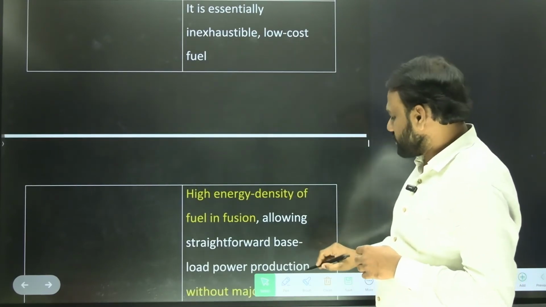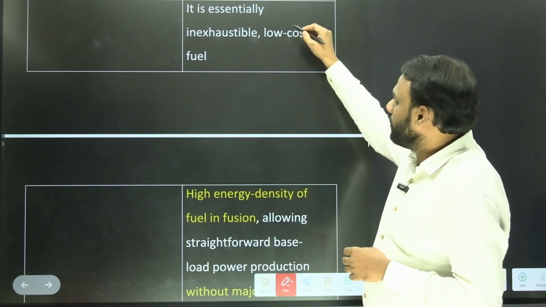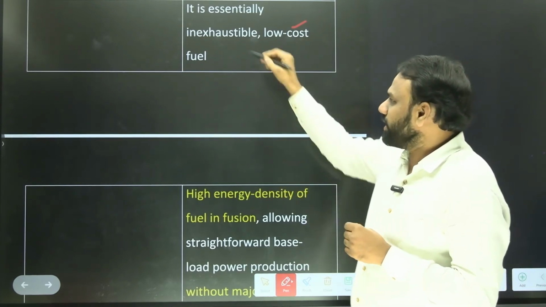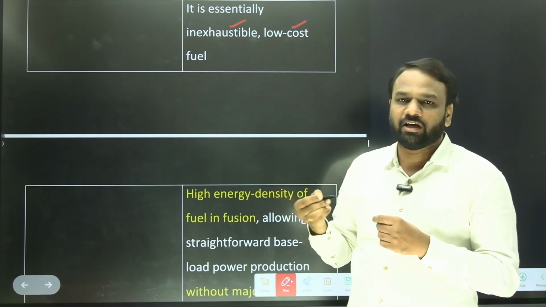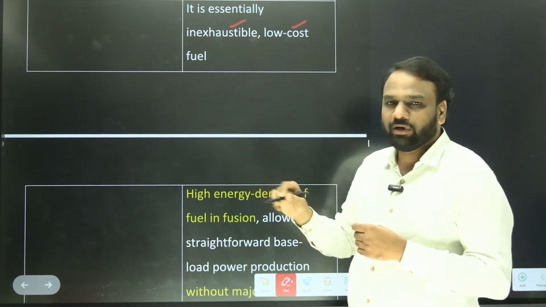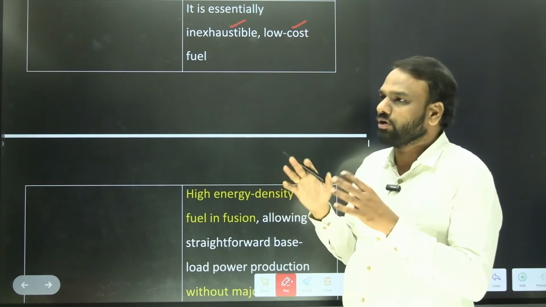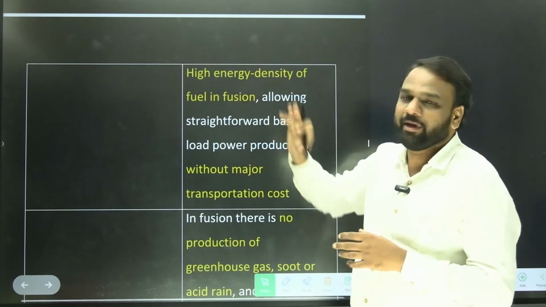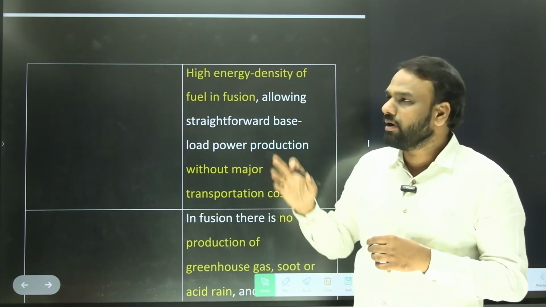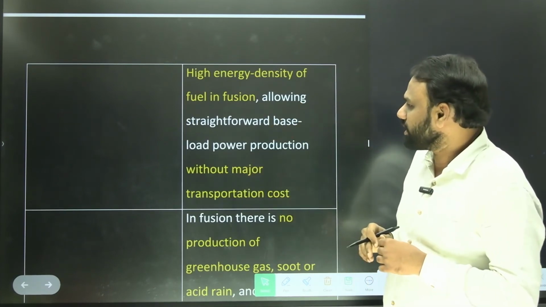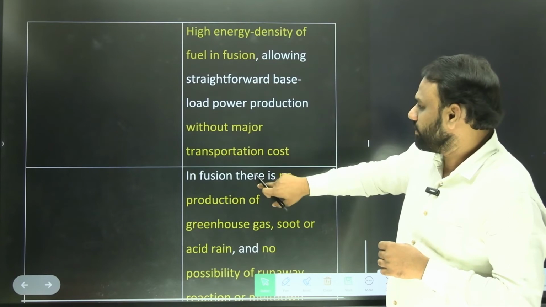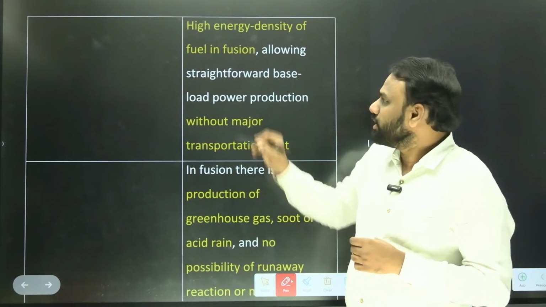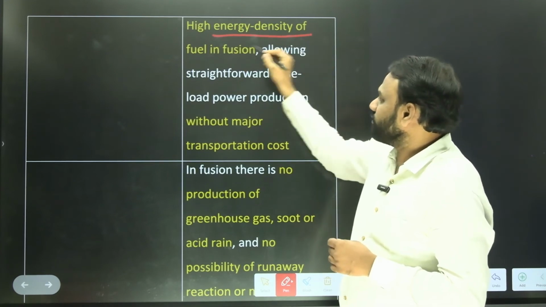It is essentially inexhaustible, low cost fuel. When it comes to fusion, the fuel used here is of very low cost and also inexhaustible. So very easily it cannot be exhausted from our environment. It exists, which means a lot of fuel is available. Unlike fossil fuels, which may be exhausted in the near future, the fuel required for fusion reaction will not exhaust soon.